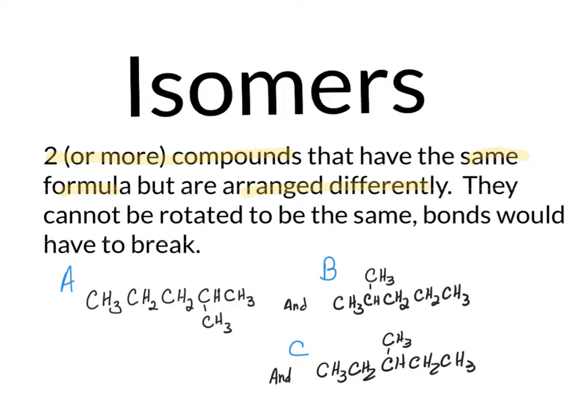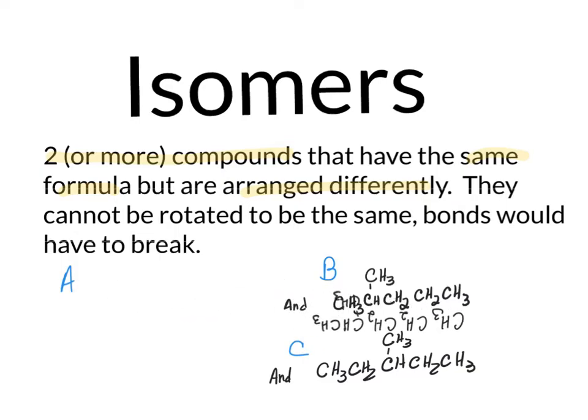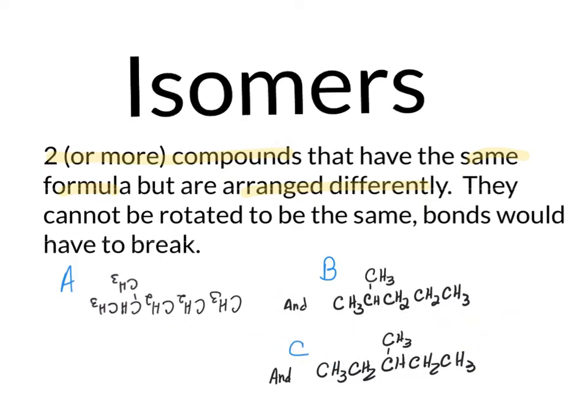One quick way to check is to try to rotate the whole molecule. So let's take A and flip it upside down and over. We're going to rotate it around, and we'll see that it matches with B, but it does not match with C. Another thing that you could do is to check for the name.